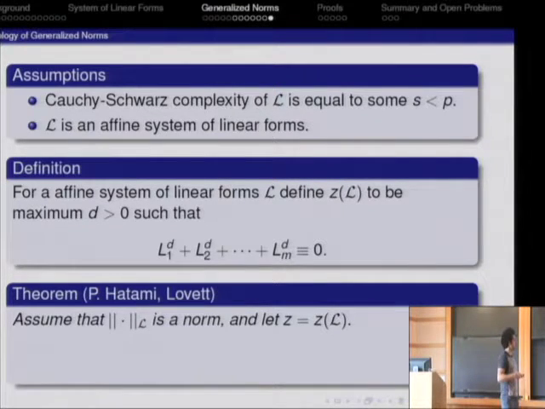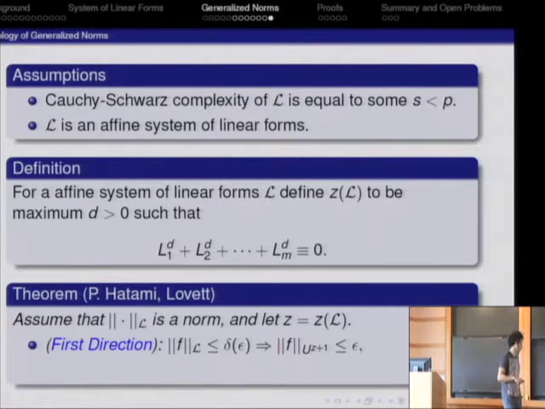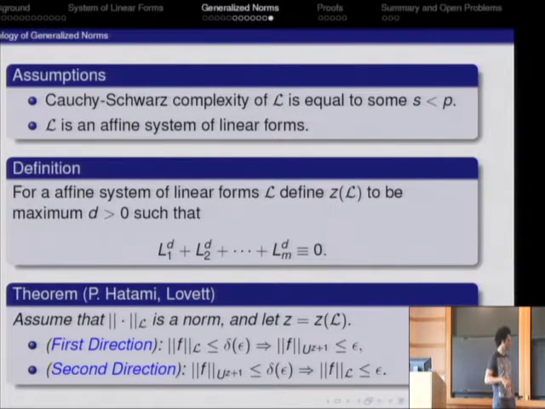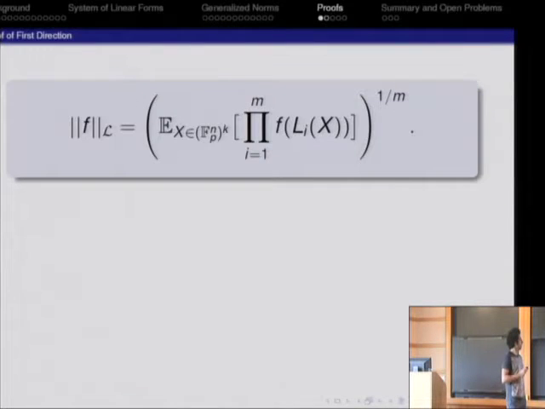So now, having defined this Z, we can present our results. The first direction says that if the L norm of F is small, then the Z plus first Gowers norm is going to be small. And the second direction is that if the Z plus first Gowers norm is small, then the L norm is going to be small. OK? So the first direction is going to be easy to prove just using the definition of Z, and it will be very similar to the proof of the direct theorem for Gowers norms.